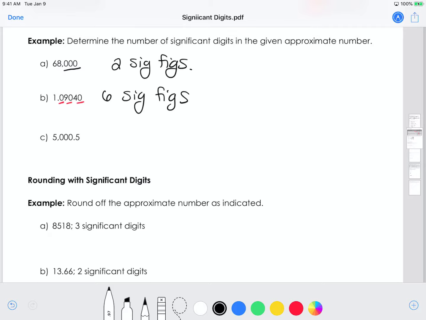And in part C, we have 5,000.5. And because these 3 digits here are between 2 non-zero digits, those are considered significant. So in part C, we have 5 significant figures.